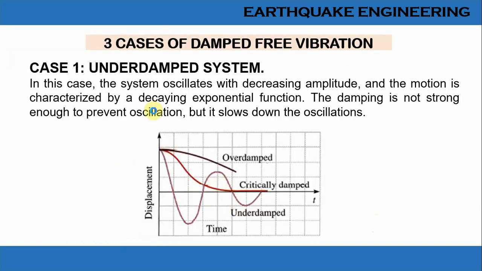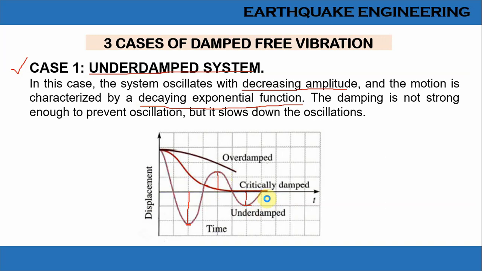Now, we have three cases in analyzing or solving systems under damped free vibration. Our first case is the underdamped system. When we say underdamped system, in this case, the system oscillates with decreasing amplitude, and the motion is characterized by a decaying exponential function. Meaning, this height is called the amplitude, but over time it decreases. Its height decreases, meaning the displacement decreases.